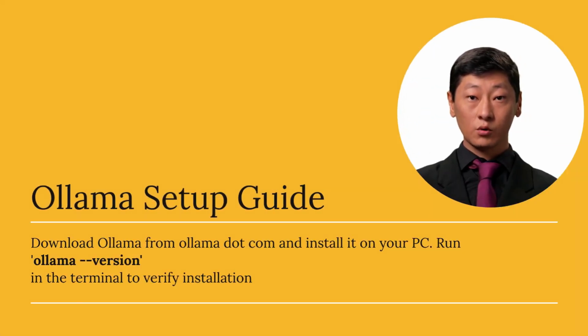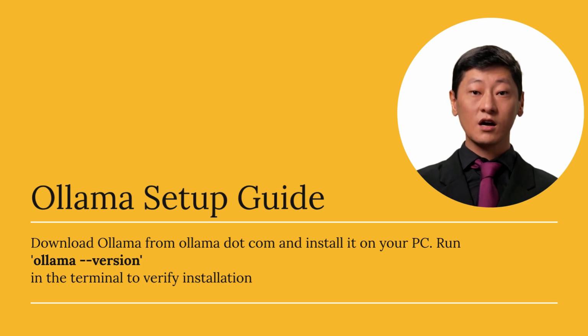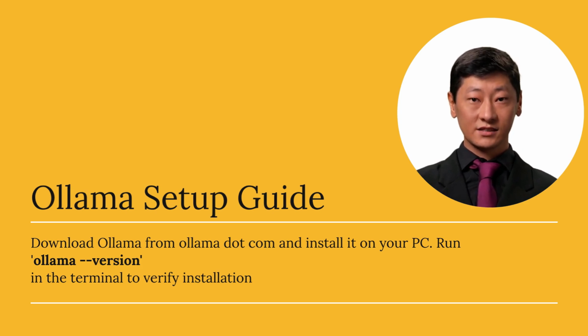First, we need Ollama running locally on the PC. Visit ollama.com to download and install Ollama for your operating system. Once installed, open the terminal and run ollama --version. This command confirms Ollama is installed correctly. Now, let's move on to pulling and testing the mini model.